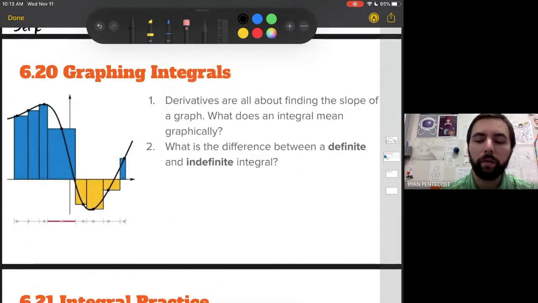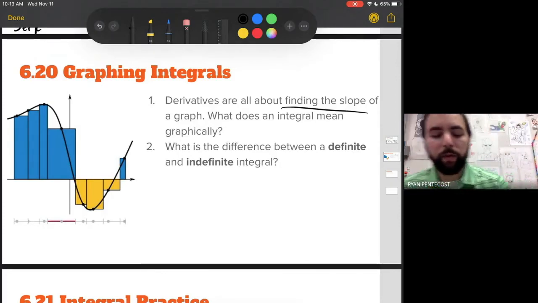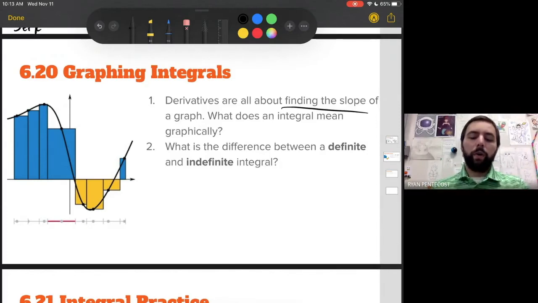Now, graphing integrals. What does this look like graphically? Well, graphically, a derivative is finding the slope, right? You find the slope of a graph, and that gives you the derivative graph. But what an integral means graphically is you are actually finding the area under the curve, right?